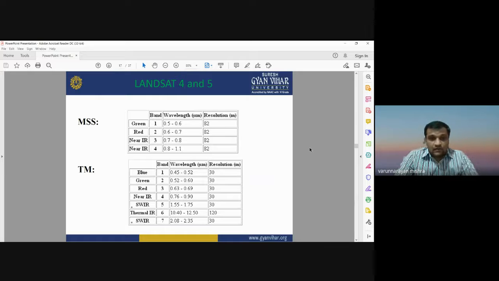This is the comparison of two different sensors of Landsat series satellites, MSS and TM. MSS has four different spectral bands, green, red, and IR, and the wavelengths are written here. And the thematic mapper has a total of 7 bands, starting from blue, green, red, NIR, short wave infrared, thermal infrared, and short wave infrared second band. The respective wavelength intervals of different bands are written, and it has a spatial resolution of 30 meters in comparison to the spatial resolution of 82 meters of the multispectral scanner.